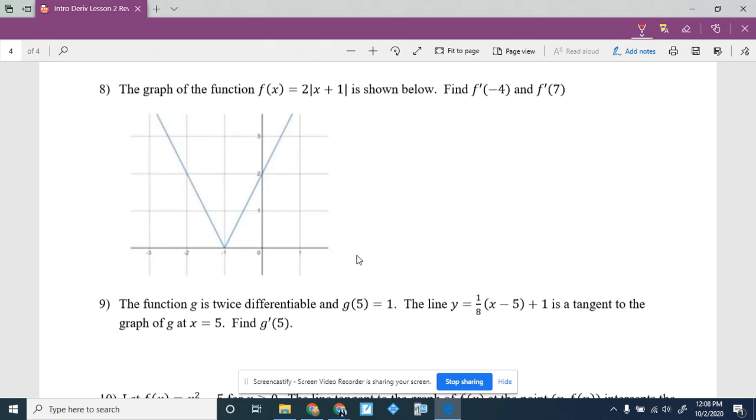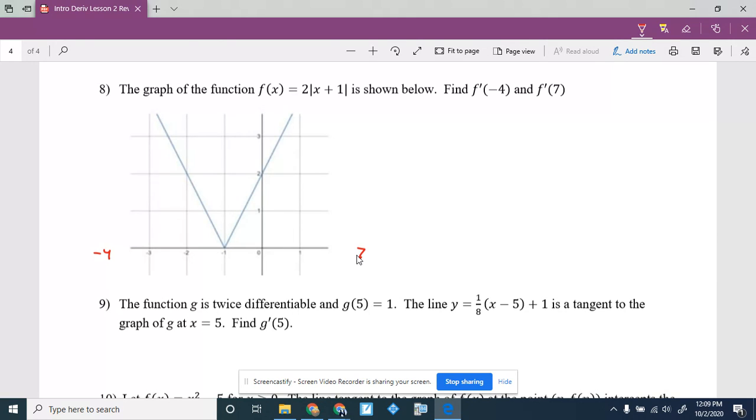And then it's asking now to find f prime of negative 4 and f prime of 7. Now, this is kind of interesting because negative 4 is somewhere over here. You're like, all right, I don't see the graph, right? And 7 is somewhere over here, right? And you don't see the graph. But here's the deal, right?